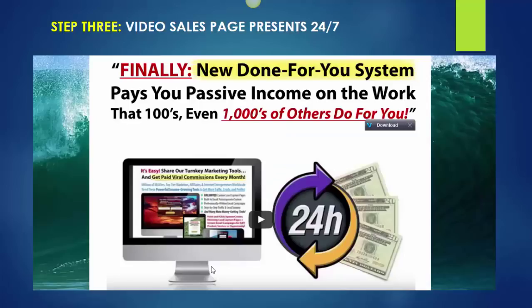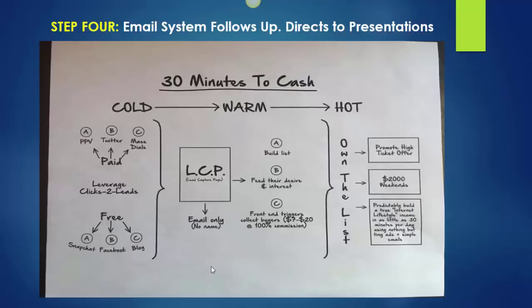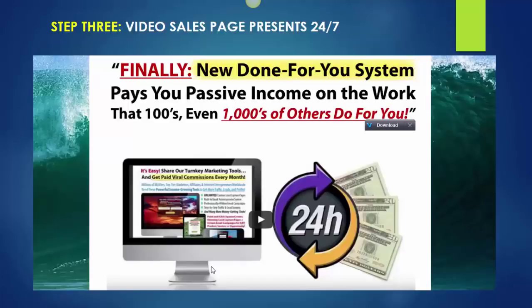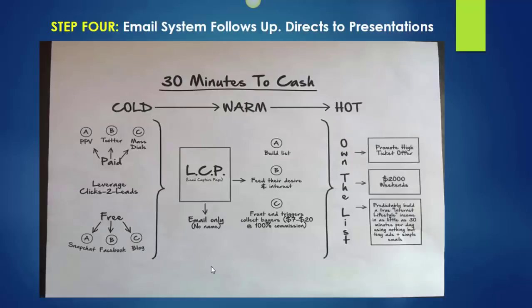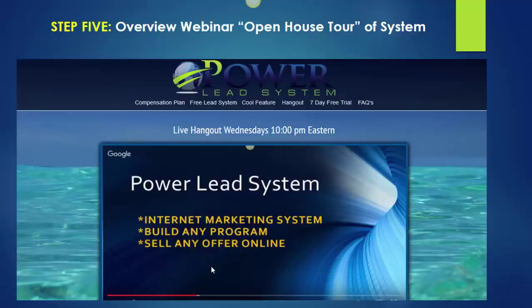So they enter their email, they get in. What's the next step? They go to the sales presentation. So they watch the video sales page content, they go through it. It presents for you 24 hours a day, 7 days a week, and your follow-up emails begin to invite them back to these presentations and to the overview and to the free training and to your Facebook, right? So they come through again and again and again back to the presentation because of your email system that follows up with them, directs people to the presentations.